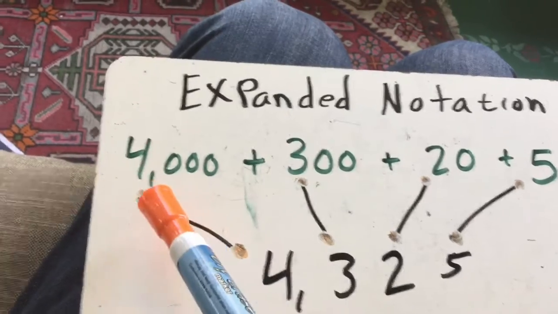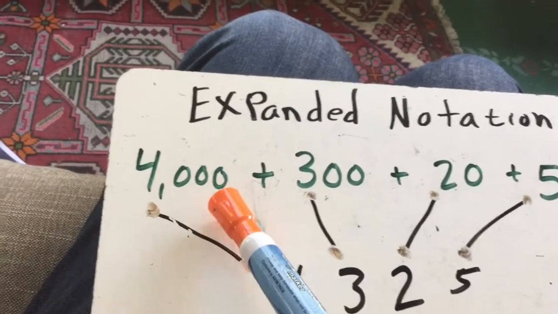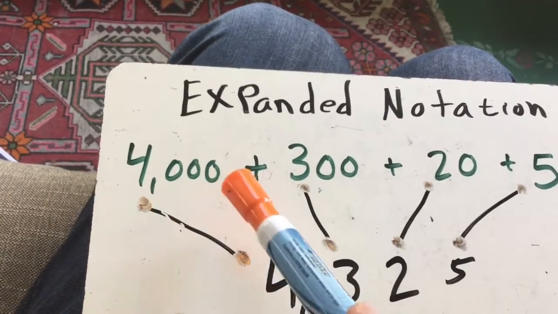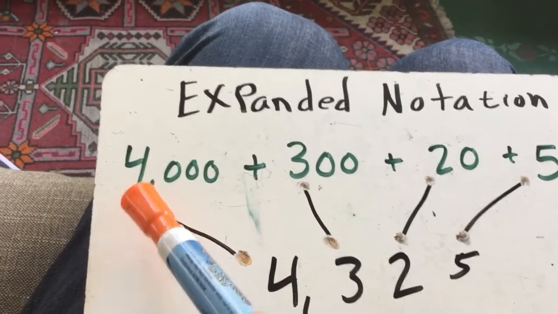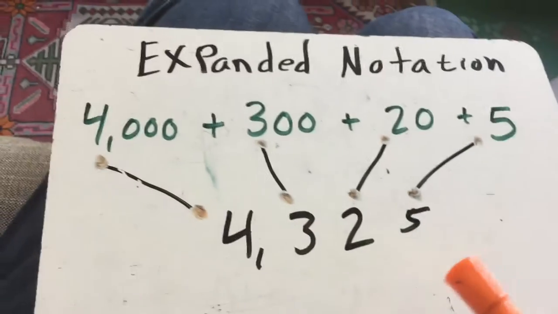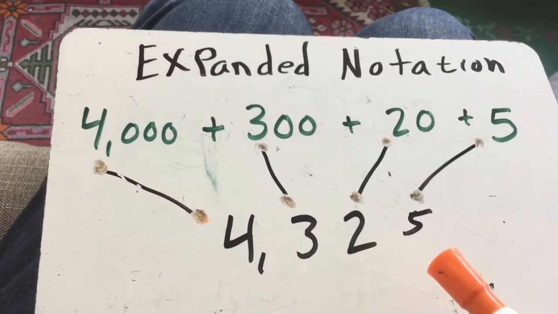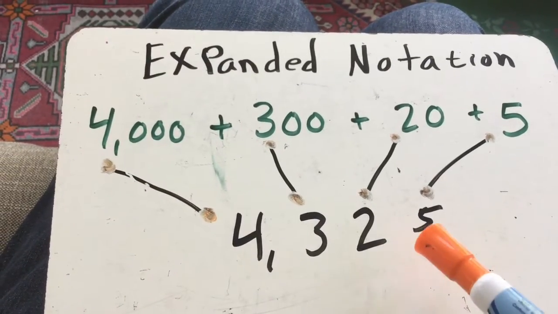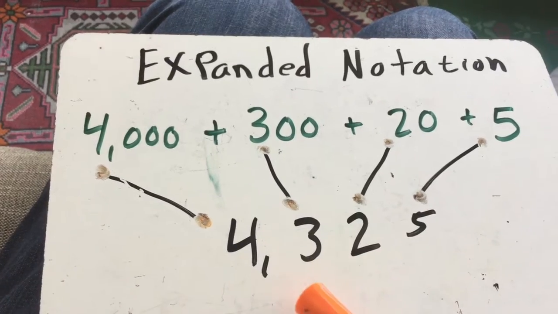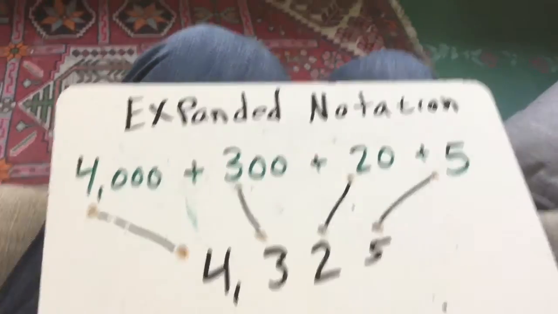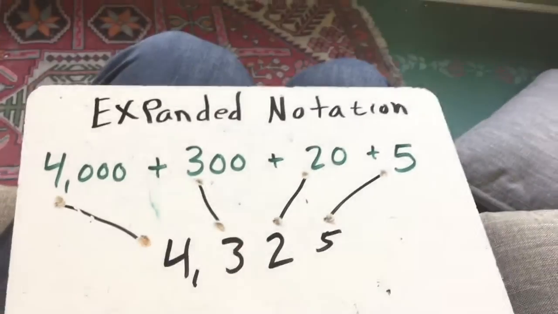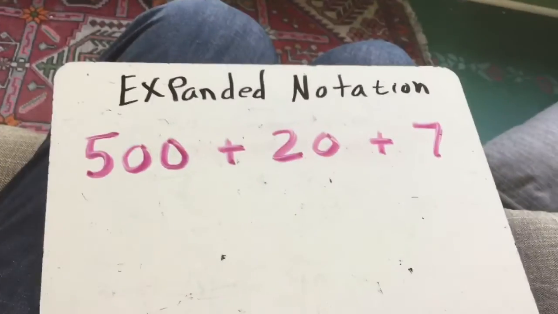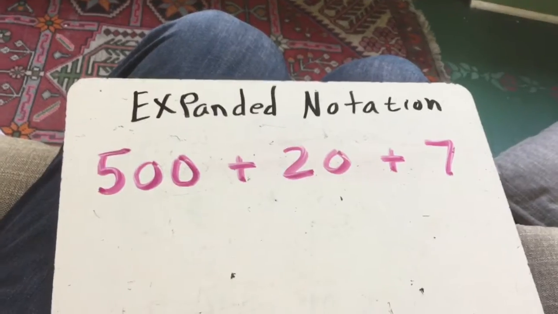Here's a clue. Notice our biggest number has 1, 2, 3, 4 places: ones, tens, hundreds, thousands. Our answer is always going to have the same amount of places as our biggest number. Ones, tens, hundreds, thousands. Turn that into that. Let me give you another example. Okay, let's take a peek at another example.